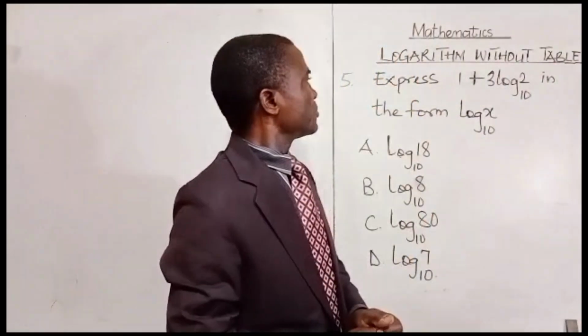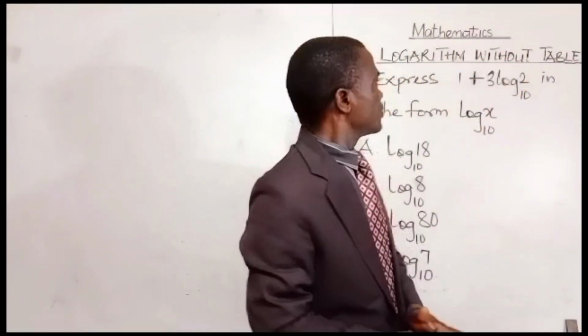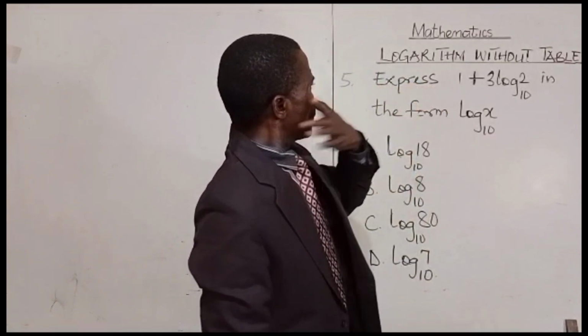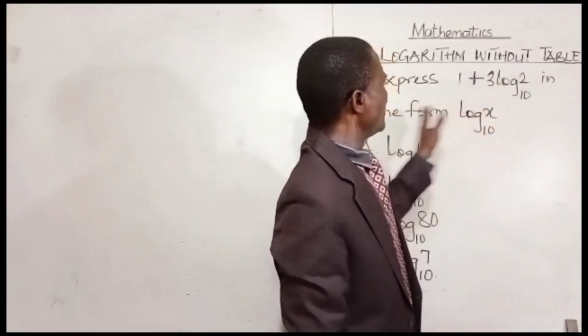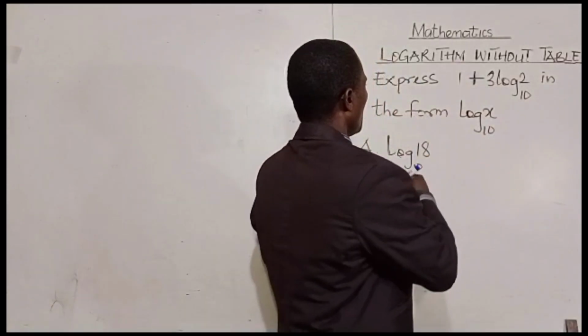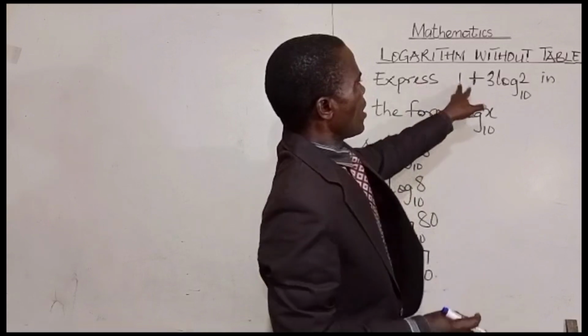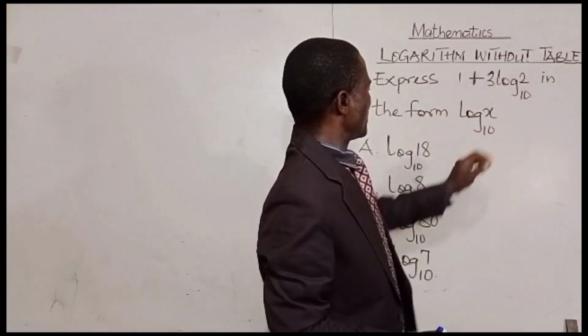Logarithm without table. Question number 5 says: express 1 plus 3 log 2 base 10 in the form log x base 10. Express 1 plus 3 log 2 base 10 in the form log x base 10. And here are the options.